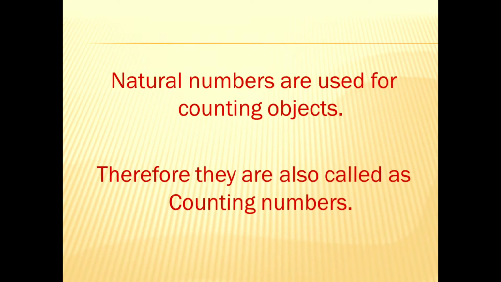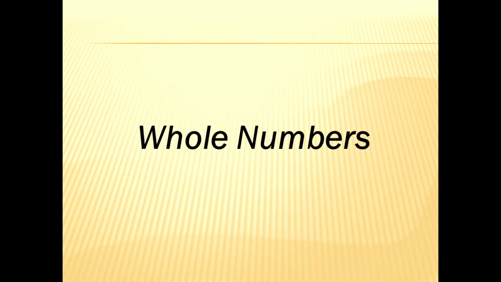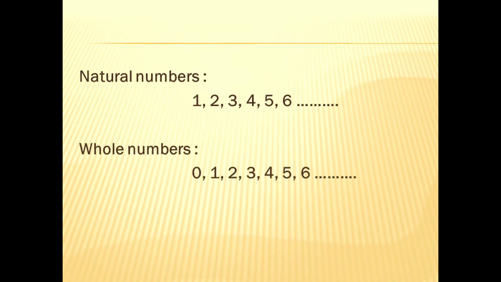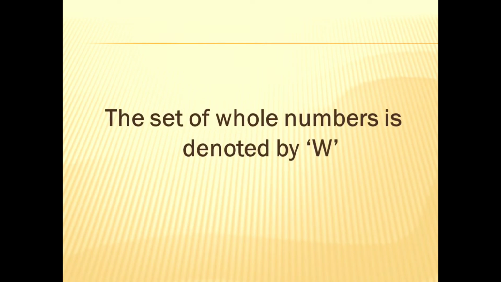The next type of number is whole numbers. We have just come to know that 1, 2, 3, 4, 5, 6 and so on are the natural numbers. If we add just 0 to the natural numbers, we get whole numbers, that is 0, 1, 2, 3, 4, 5 and so on. These are whole numbers. The set of whole numbers is represented by the letter W.